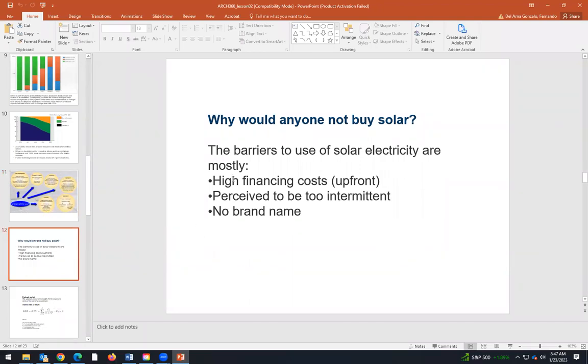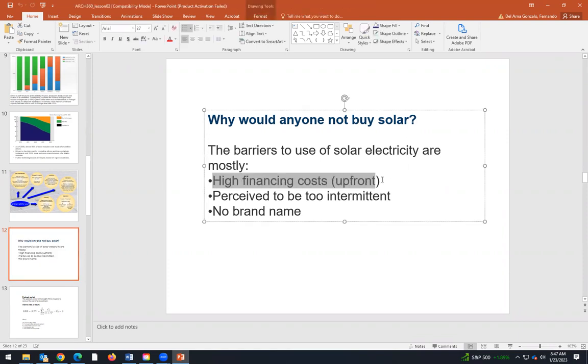So what are the reasons for not buying solar? High upfront financing cost, and perceived to be too intermittent. That's the problem, and it's not just perception. It's true. If there is no sun, we don't produce any electricity out of PV panels.